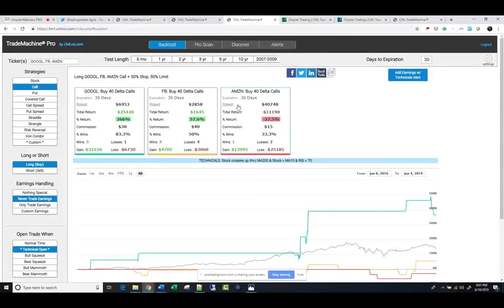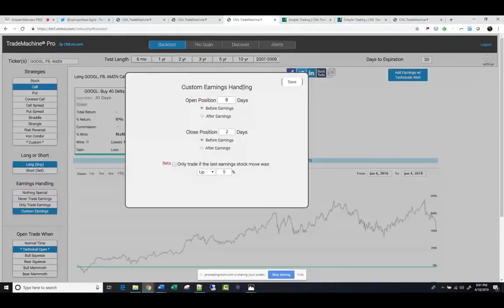Like, why isn't this great and why is this losing? What's going on? Here's what's going on. For these names, the big tech names, remember that they report after the market closes. So if you want to do some custom earnings timing, you can go 7 days before earnings and you can go right up to the day, right?